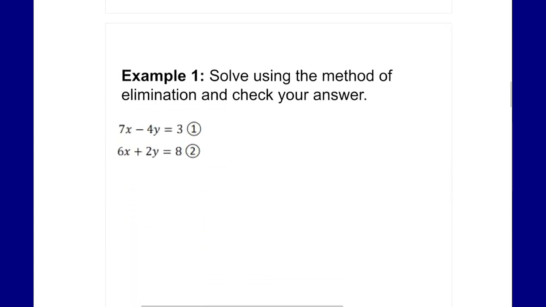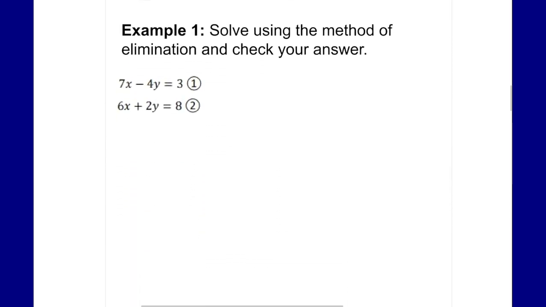So let's take a look. Example 1, we want to solve using elimination, and then we're going to check our answer. So we have 7x minus 4y equals 3 as one equation, and 6x plus 2y equals 8 as our second equation. Right now, both of these equations do not have a common coefficient in front of a variable. For the x's, we have 7 and 6. For the y's, we have negative 4 and positive 2.